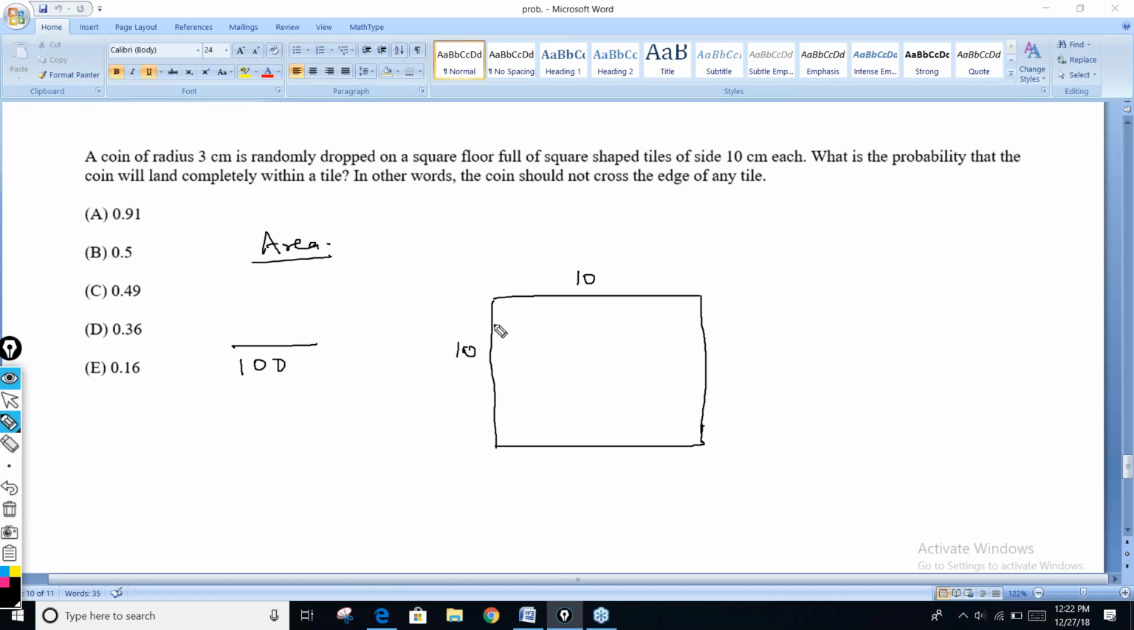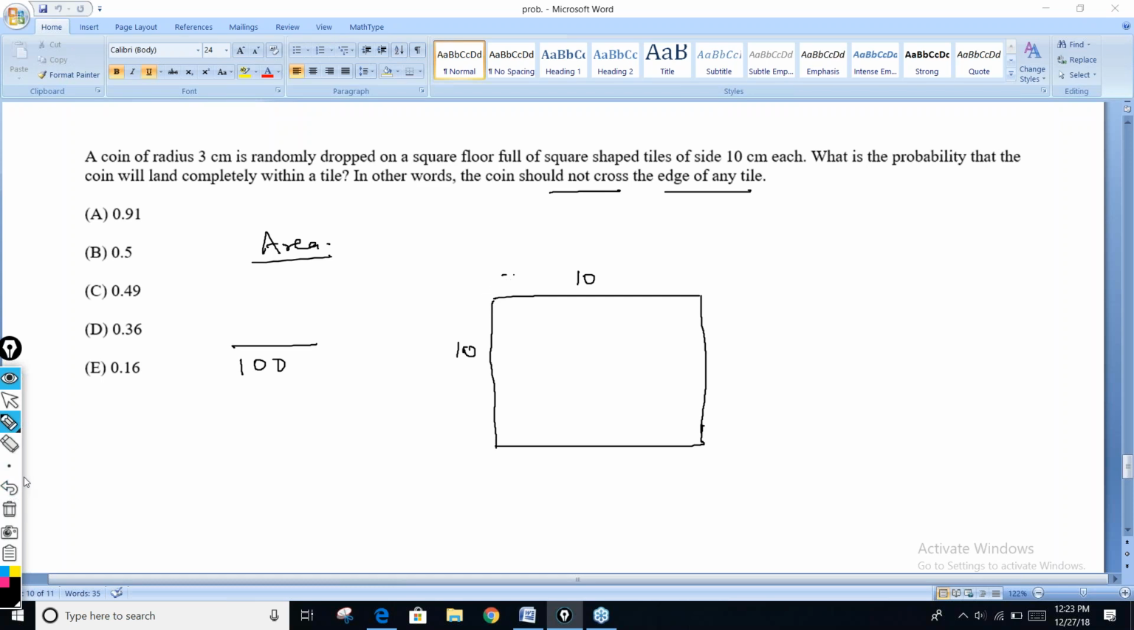The coin is dropped over this. What is the probability that the coin will land completely within a tile? So coin should not touch, should not cross the edge of any of the tile. It should not flip like this. That is an invalid case.